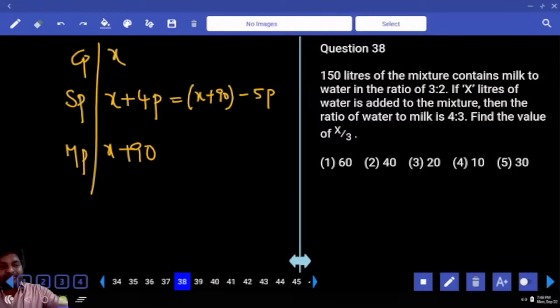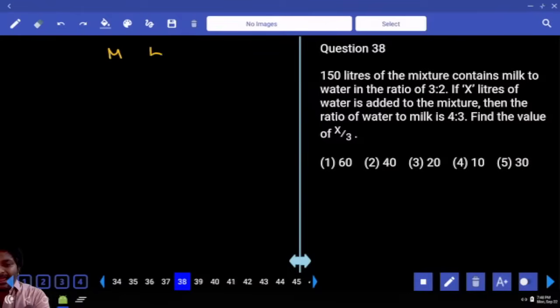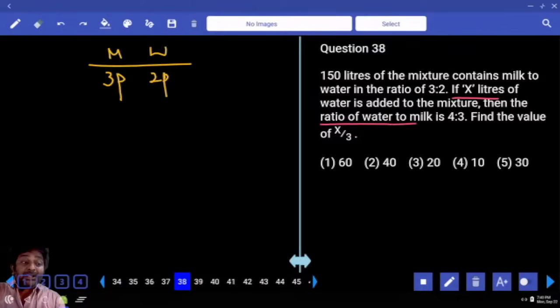150 liters of mixture contains milk and water in the ratio 3:2. X liters of water is added to the mixture. Milk and water 3 parts and then 2 parts. What is the quantity that we are adding? Water. How much quantity? X liters. Then milk must be same, because there is no change in milk. We are not taking out, neither we are adding. Milk must be constant. Then the ratio of water to milk is 4:3. Be careful here. Water to milk is 4:3. Milk to water will be 3:4.